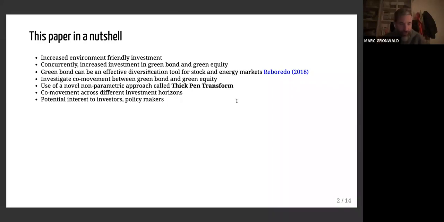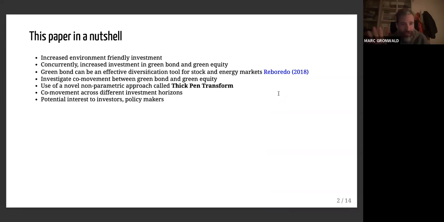So to give you a short summary, we are all aware of the terms climate finance and environmentally conscious investment and so on. I don't think I have to say much about this. Of course, we also know that there is already an academic literature emerging, which is looking at how these investment opportunities are changing the way investors are acting in financial markets. Here on the slide, I'm just mentioning one paper, which is looking at diversification opportunities that emerge because of green bond and green equity markets.